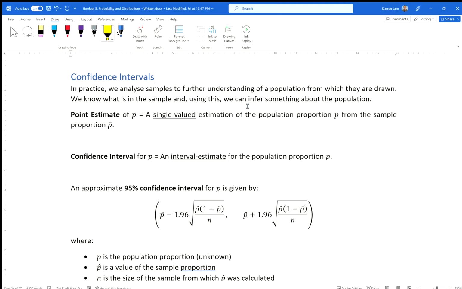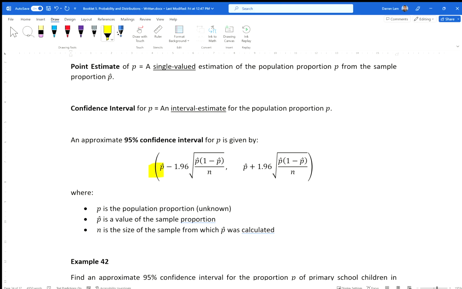This formula you can see underneath is very, very important. Please make sure you have it in your resource book or something like that. An approximate, and again you'll notice approximate, right? An approximate 95% confidence interval for P is given by this formula here. You'll notice that it's P hat, the sample proportion estimate, minus 1.96 times this square root. Now this square root is very important, we'll come back to that in a moment.